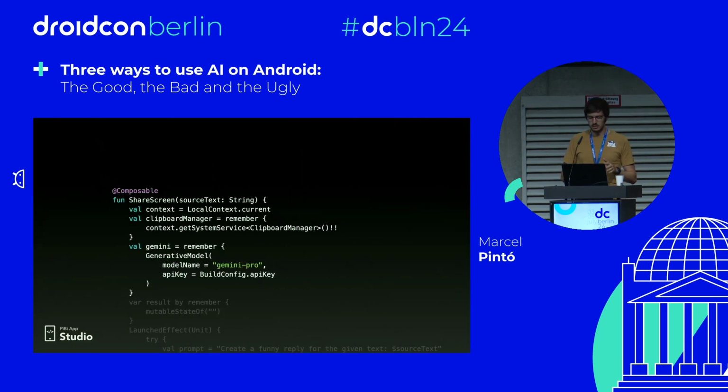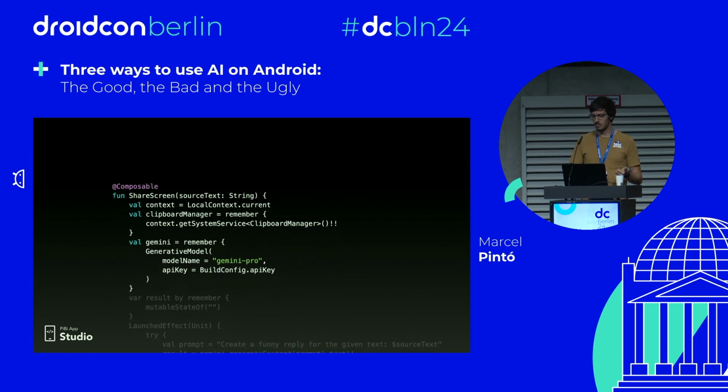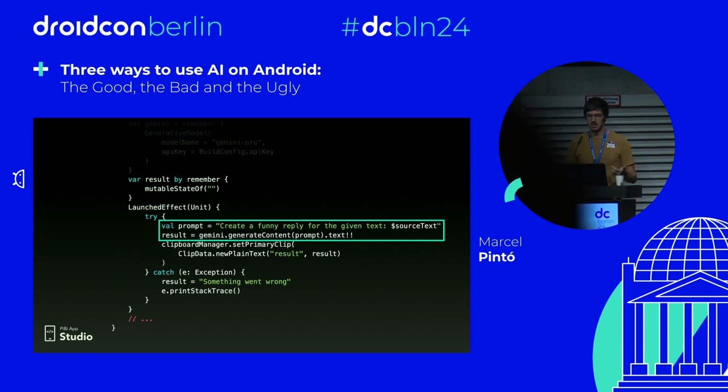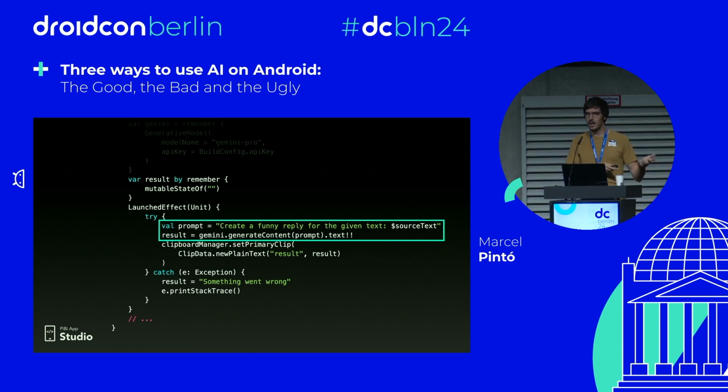It's quite straightforward. Don't judge my code, it's a simplification. Let's create a simple screen, right? We get the clipboard manager, where we get the text that was shared with our application, and then we create the Gemini model using our hardcoded key, and we define the model name that we want to use. Then we just launch this effect where we create our custom prompt. Here's where you become a prompt engineer, and you just call the SDK and get the result. We pass that back to the UI and to the clipboard, and that's it, right?